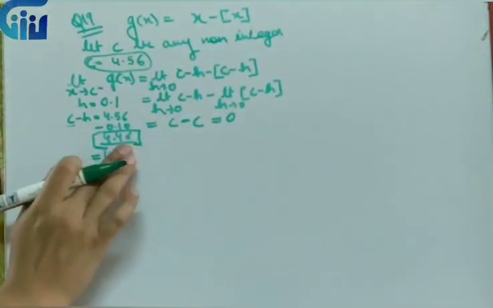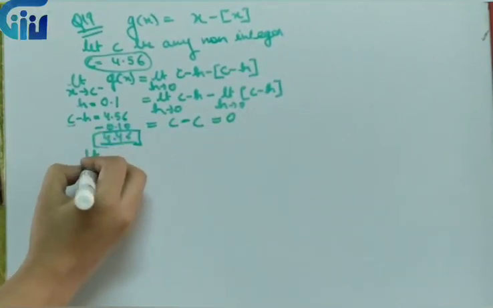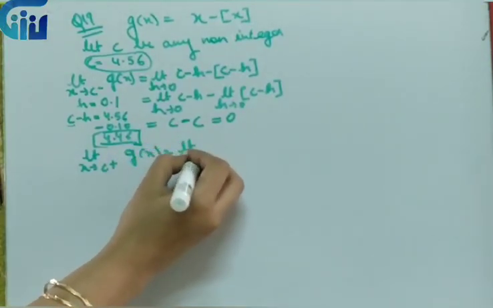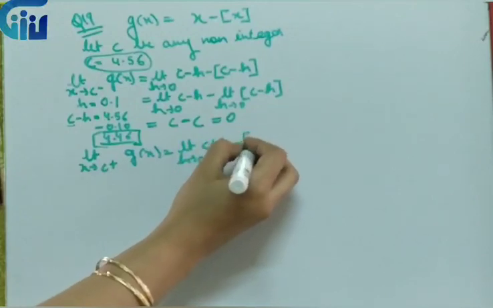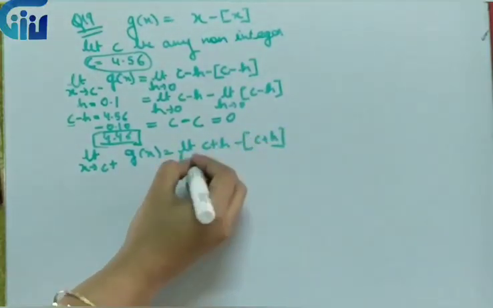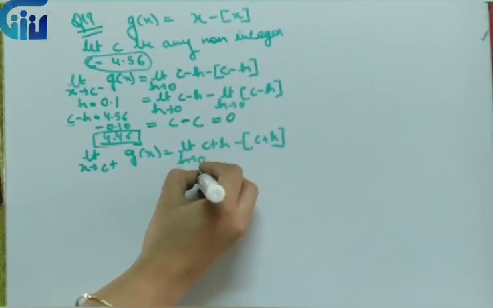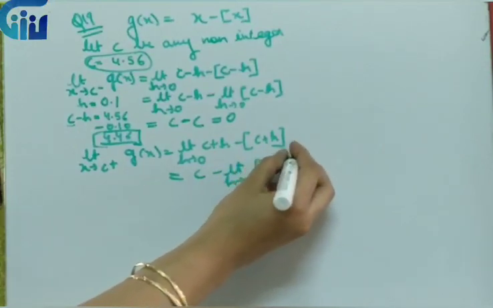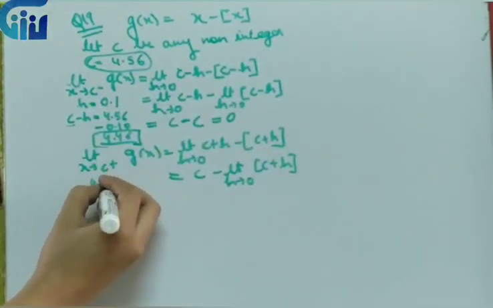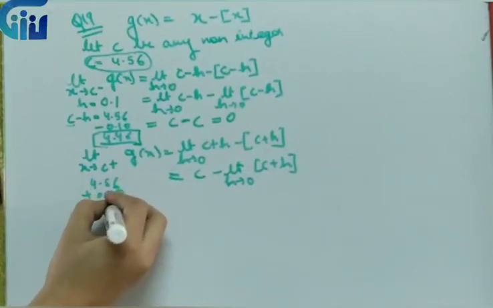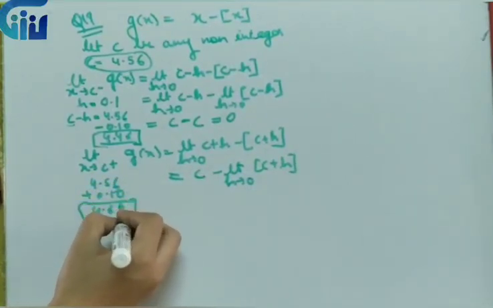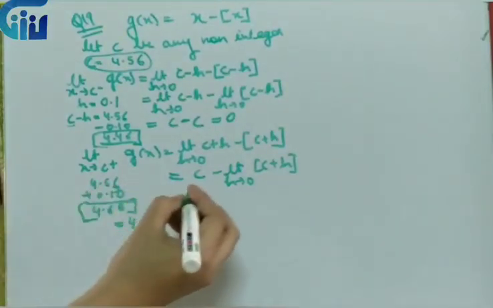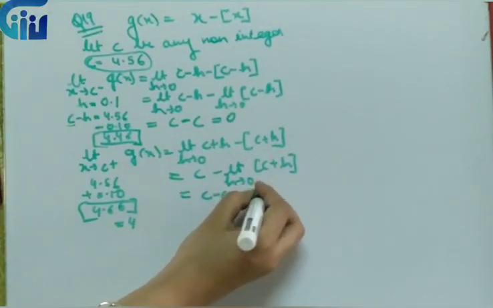Similarly, let's take the right hand limit, x tending to C plus of g(x). This is limit h tending to 0 of C plus h minus the greatest integer of C plus h. Over here this will be C as in the previous case. Taking the same example, 4.56 plus 0.1 is 4.66, and the greatest integer is again 4. So taking left and right does not change the value of the greatest integer function. This is the basic point I want to emphasize. So again the answer is 0.